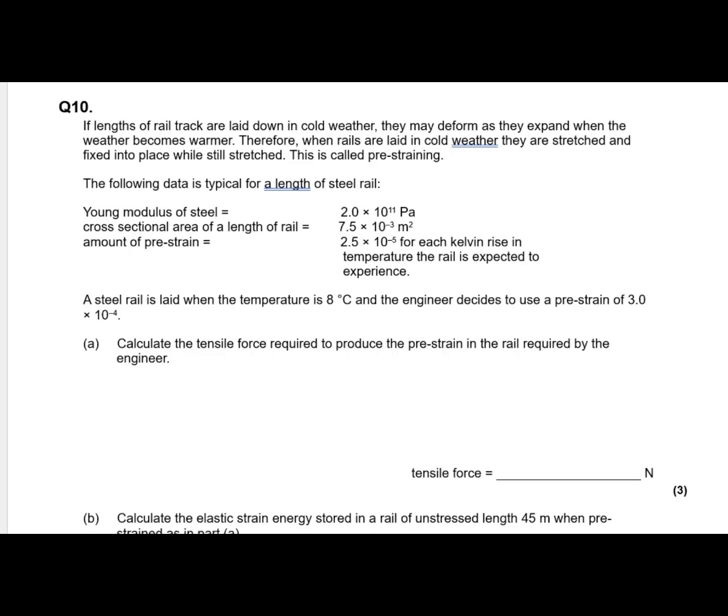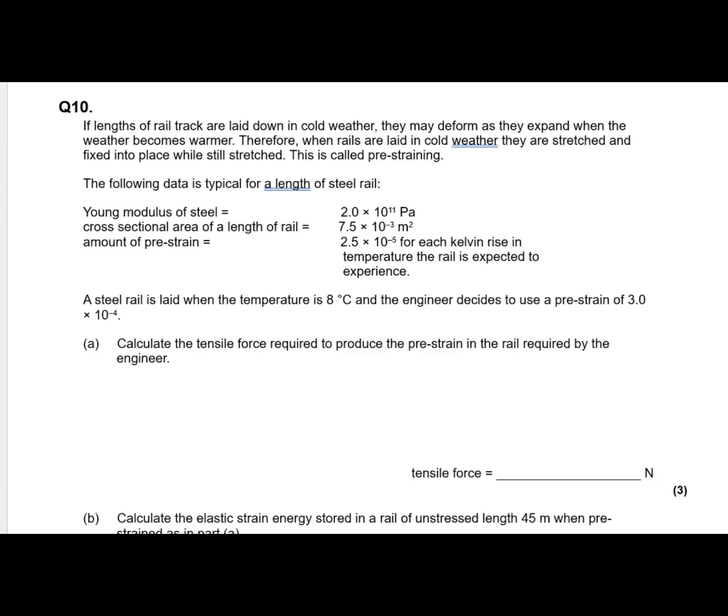Hello, Ziad. So this question's a Young modulus question. If lengths of a rail track are laid down in cold weather, they may deform as they expand, so they'll stretch when they get heated, when the weather becomes warmer. So when rails are laid in cold weather, they are stretched and fixed into place while still stretched. This is called pre-straining, so stretching it before they're putting it in.